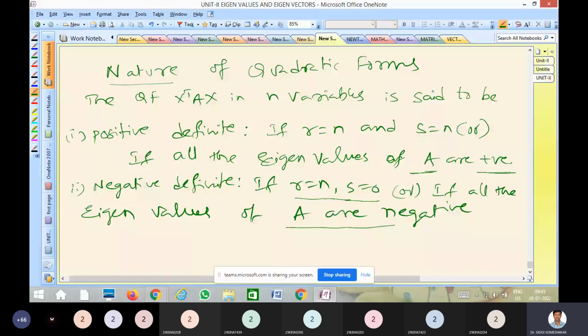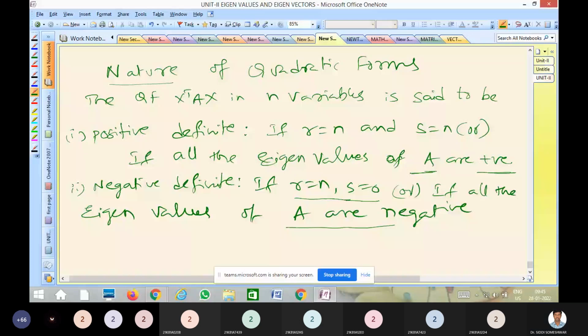Otherwise, you can check the eigenvalues. If you know the eigenvalues, check whether they are positive or negative. If they are all positive, then that is positive definite. If all are negative, then you can say that is negative definite. Similarly, you can write positive semi-definite.